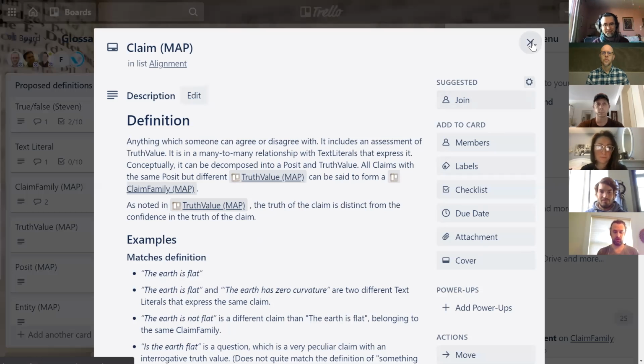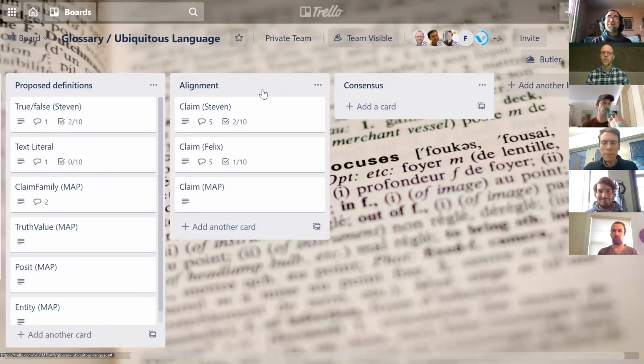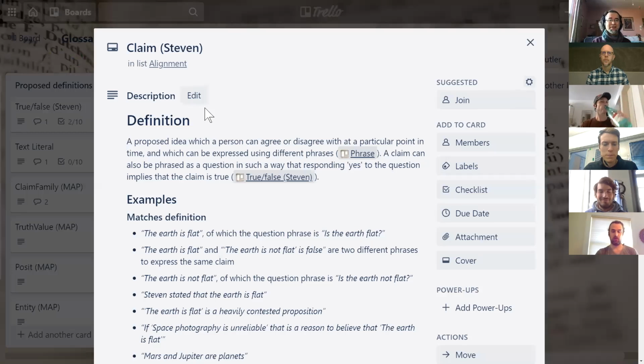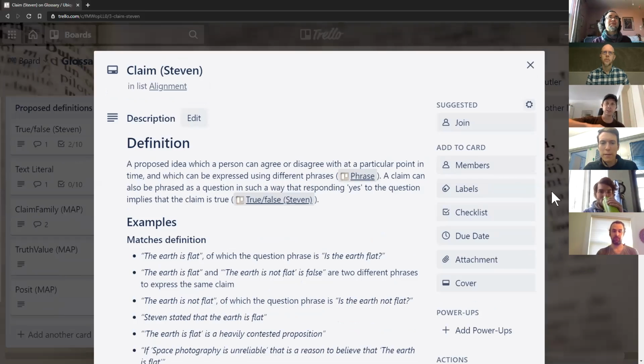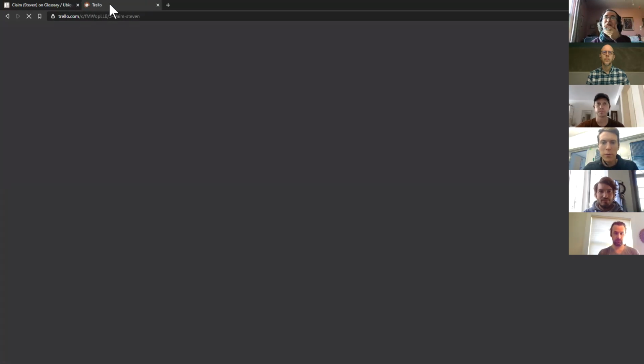That's not the current glossary definition. Just to clarify that, if you open my definition, that's not what claim is. Okay. One form. One idea you agree or disagree with. It's not saying that it represents both. It even says in the examples, the Earth is flat and the Earth is not flat, like two separate claims, I think.